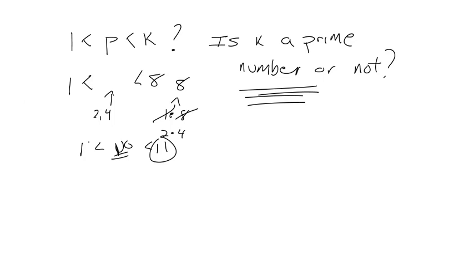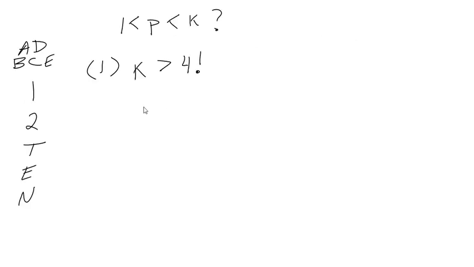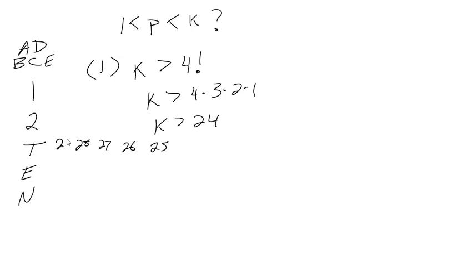Okay, well, let's go to a new slide here and I'll write out the statements. Statement 1, k is greater than 4 factorial. All right, what does that mean? We know by now 4 times 3 times 2 times 1 is 12, 24. So k is greater than 24, which means k could be what? Well, it could be 25, could be 26. I'll write a few of these, 27, 28, 29.